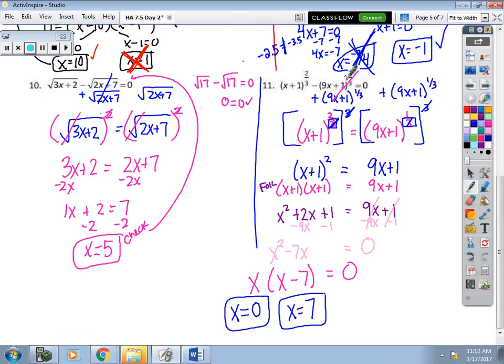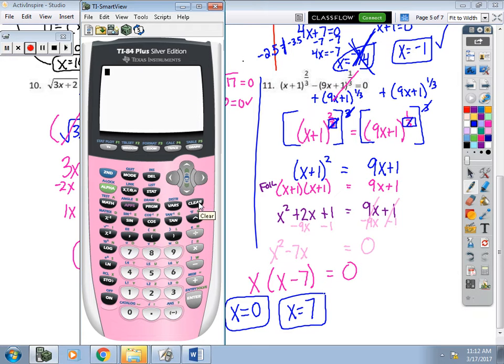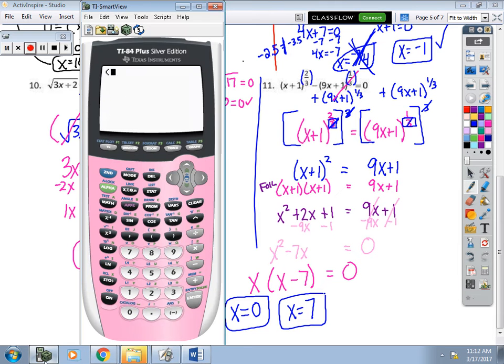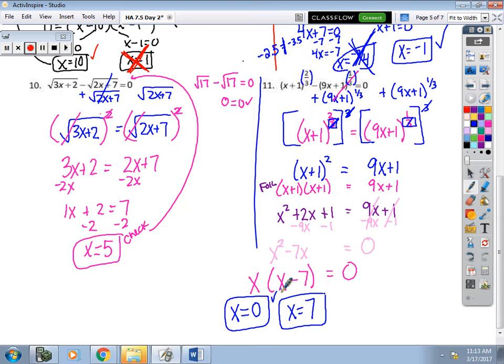If you want to use the calculator to do your checks, just make sure that you do put parentheses around your rational exponents when you type them in. So we would have, plugging in 0, 0 plus 1, caret, parenthesis 2/3, minus parenthesis 9 times 0 plus 1, caret, parenthesis 1 divided by 3 power. Hit enter, and we do get 0, which is what it should equal. So this one checks. And then we would do the same thing with the 7.